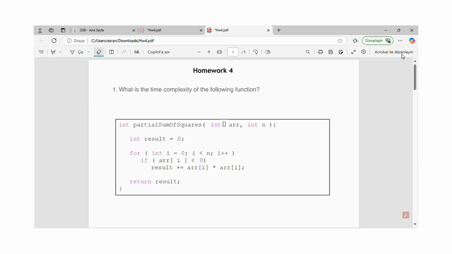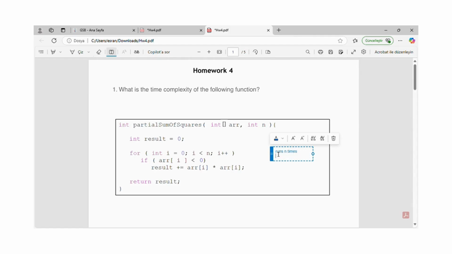Let's start with the first problem, and it is, what is the time complexity of the following function? This function loops through the array from index 0 to n minus 1, and this means it runs n times. Let's write this information here. Runs n times.